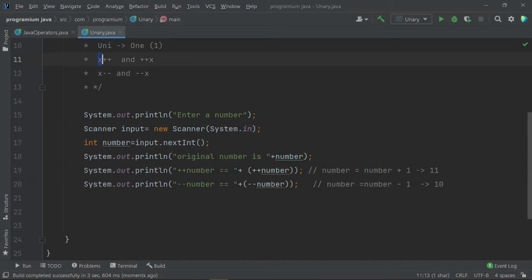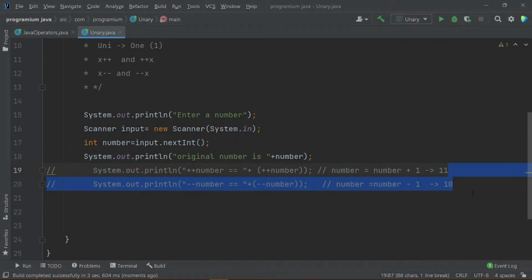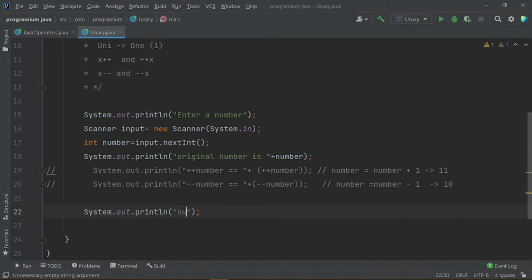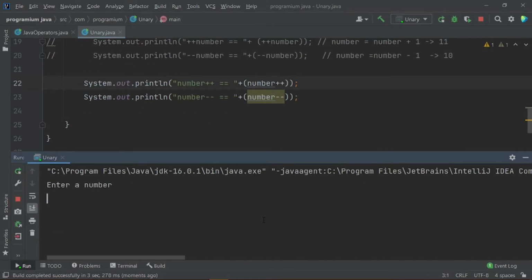So now what about these forms here? For this I have to comment these two lines here. I am commenting this, and after that I am printing here number plus plus is equal to, let me put here number plus plus, and print number minus minus is equal to number minus minus. So let me run it here, enter a number. I am using here 21.